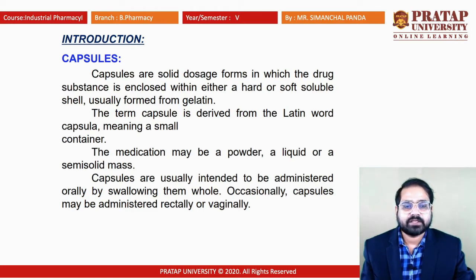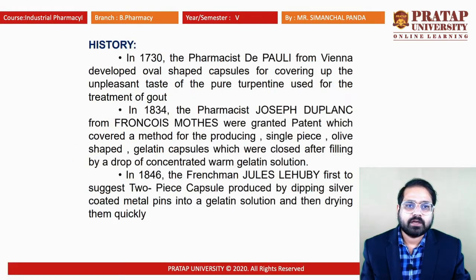Depending upon the characteristic of the gelatin shell, it is of two types: one is known as hard gelatin, and the second one is known as soft gelatin. The word capsule comes from the Latin word capsula, which means a small container. There are different histories behind capsules.